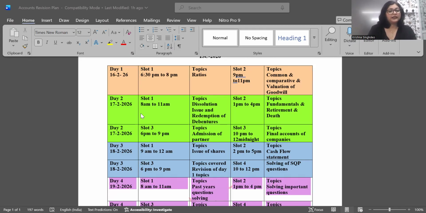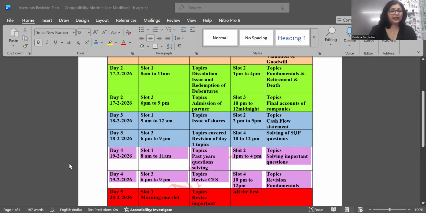Now you go for day 4. Day 4 is the day before your examination. That day you are going to do your regular past examination questions and important questions, whichever you feel, you will solve those. And another slot is 1 p.m. to 4 p.m. where important questions can be solved, some board paper questions can be solved, and whatever you feel is a difficult area can also be solved.